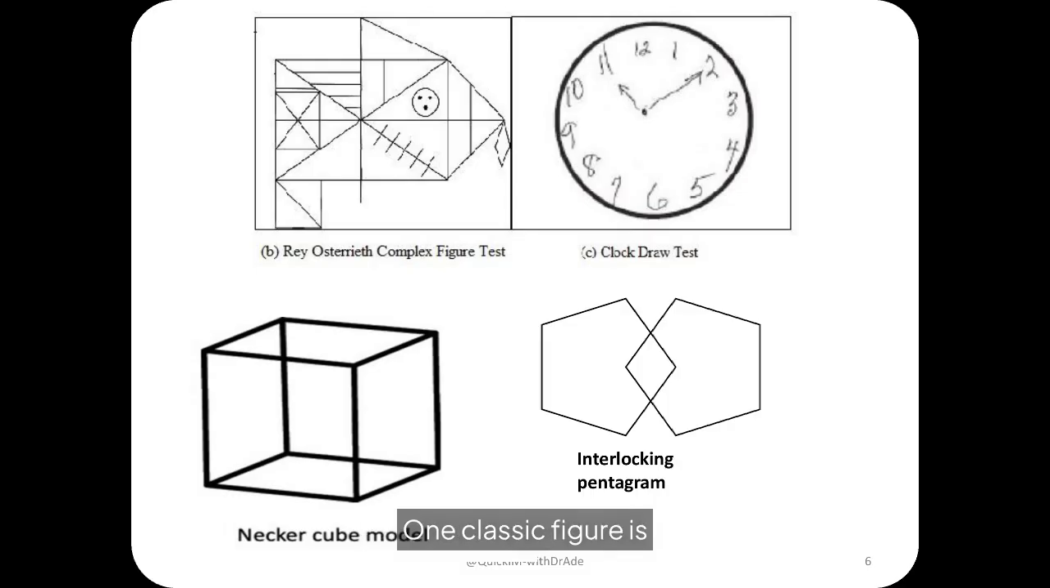One classic figure is the interlocking pentagram, often used to detect constructional apraxia. Difficulty with overlapping shapes can indicate parietal lobe damage or neurodegenerative disease. In the next slides, we will look at specific examples.